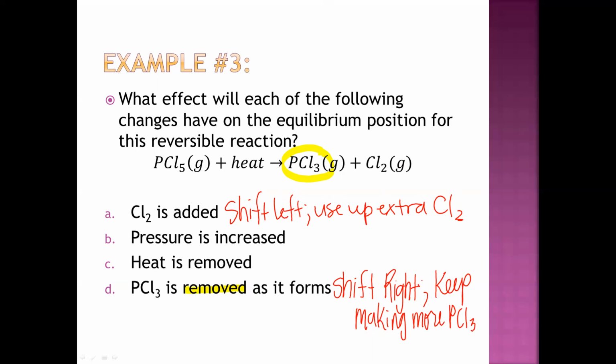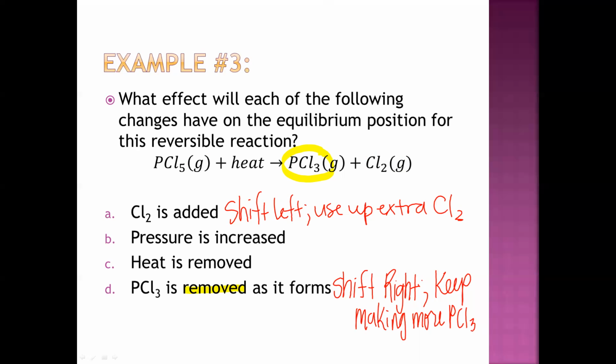Has anybody ever had that before? Like when you're cooking, you want it to keep going, so you have to take some stuff out so it continues to go. I can't think of an example off the top of my head, but I know that happens. That's what we're doing, is that we want the reaction to keep happening. So we got to remove stuff so that it keeps going. It keeps making what we want to collect.